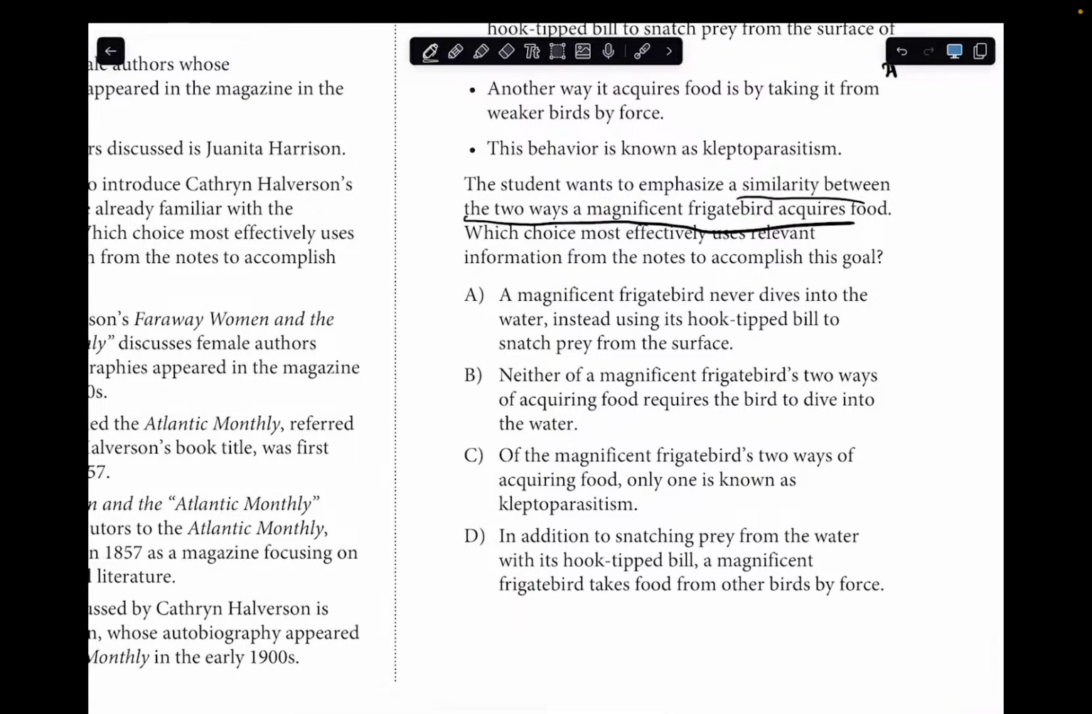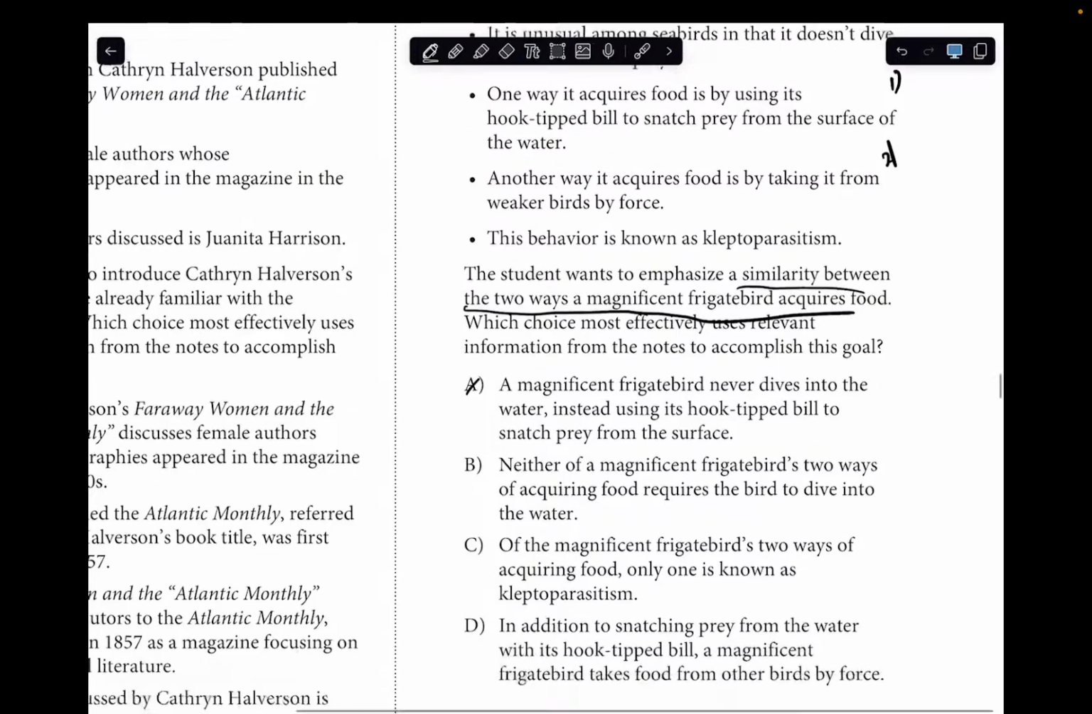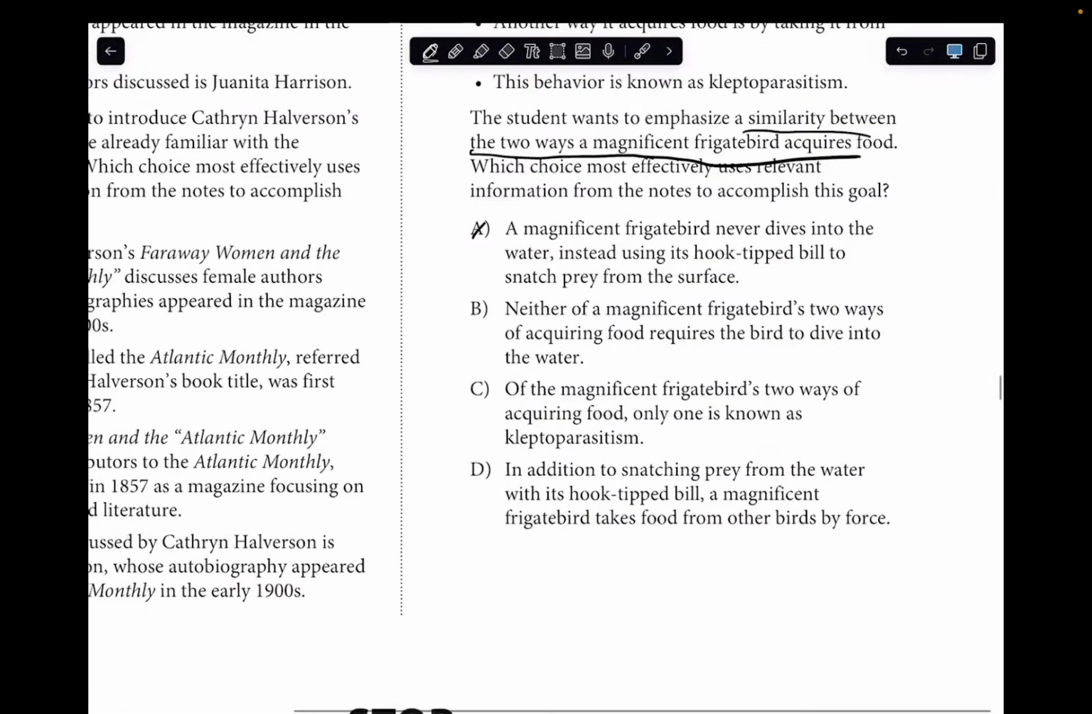A, a magnificent frigate bird never dives into the water and, instead... I don't see reference to the two ways, so I don't think A is a strong choice. B, neither of a magnificent frigate bird's two ways of acquiring food requires the bird to dive into the water. That's true. It can get the prey without having to go in the water by using its bill, or it just steals its prey from another bird. So that's true. We'll come back to that one. C, of the bird's two ways of acquiring food, only one is known as kleptoparasitism. I don't see a reference to similarity, right? So I don't think that's a strong choice.